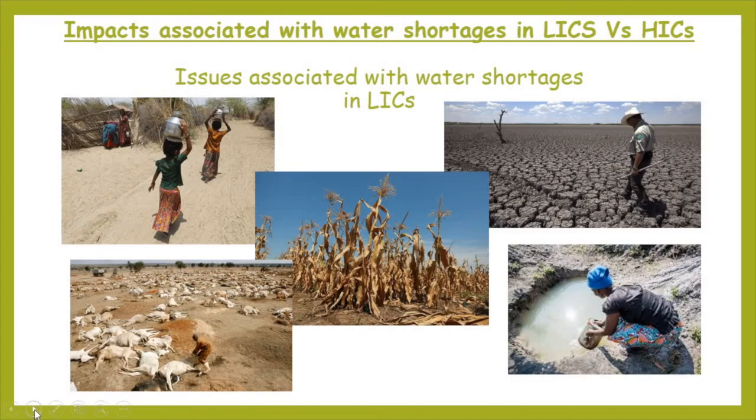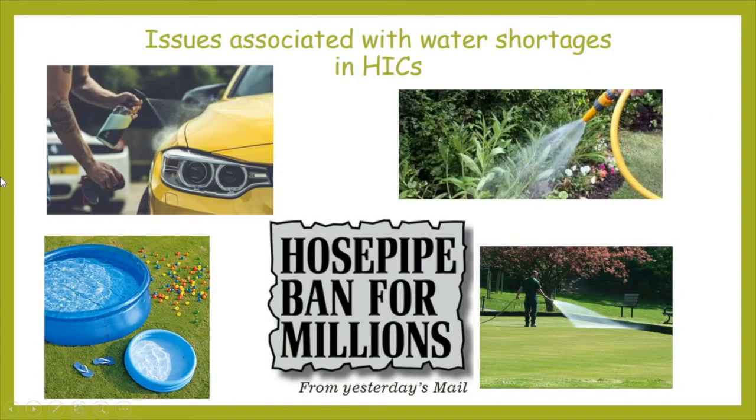By comparison, let's look at issues associated with water shortages in HICs. So another subheading on the spider diagram. Now then, these images clearly are very different to the ones we've just looked at for an LIC.